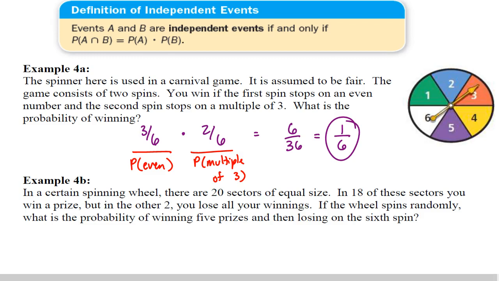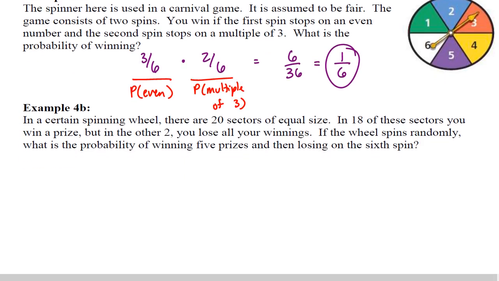Now let's look at this next example. It says in a certain spinning wheel there are 20 sectors of equal size. In 18 of those sectors you win a prize. But in the other 2 you lose all your winnings. If the wheel spins randomly, what is the probability of winning 5 prizes and then losing on the 6th spin?